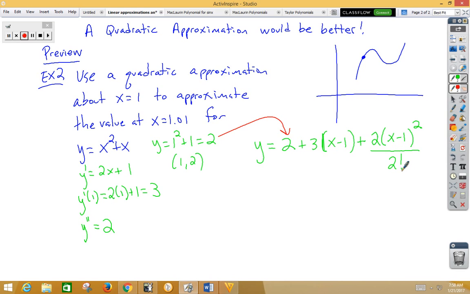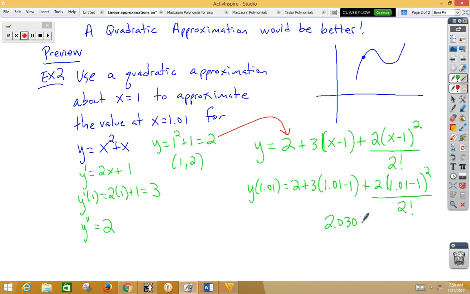If we were to do the approximation for 1.01 now, we would go 2 plus 3 times 1.01 minus 1, plus 2 times 1.01 minus 1 squared over 2 factorial. Well, this approximation comes out to 2.0301, which is actually the exact value. So a quadratic approximation would be better than a linear approximation.